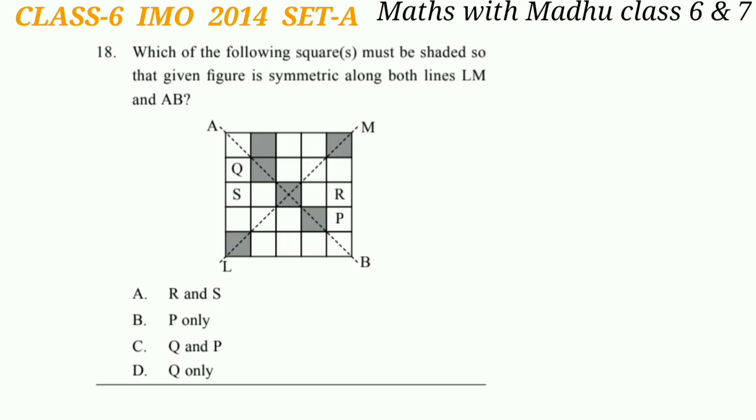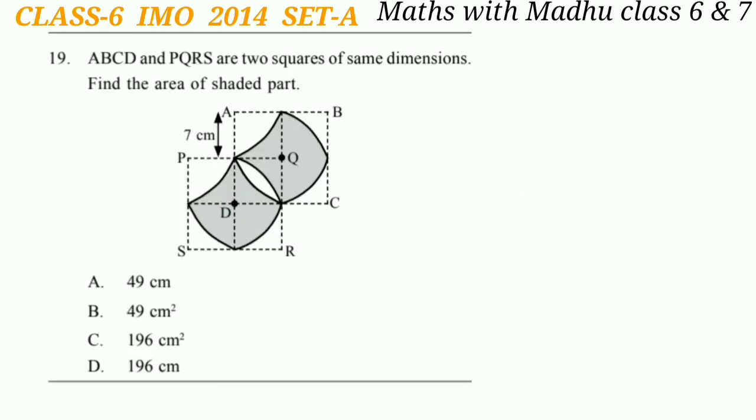Which of the following squares must be shaded so that the given figure is symmetric along both lines LM and AB? Look at the figure carefully. To make the figure symmetric along the line AB, square Q must be shaded and along line LM, P must be shaded. So the answer will be option C. Now question 19.